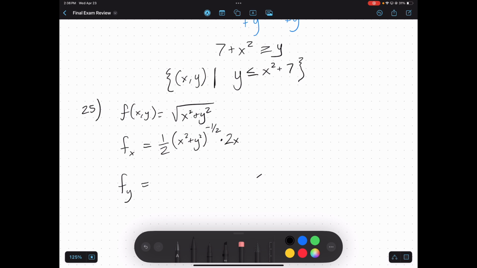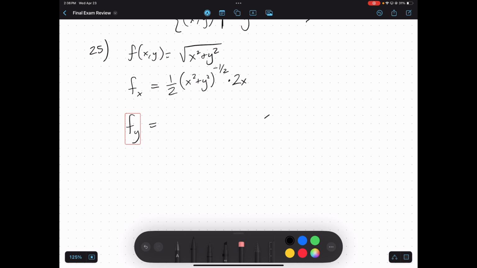Well, tell me about the partial in terms of y. It's the same exact thing, except you just multiply by 2y. And these actually simplify pretty nicely. This just simplifies to x over the square root of x squared plus y squared. And this one simplifies to y over the square root of x squared plus y squared.